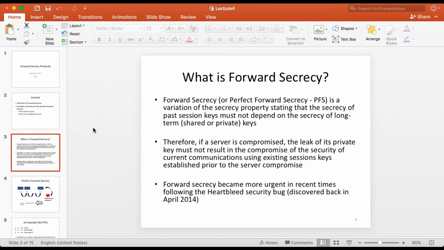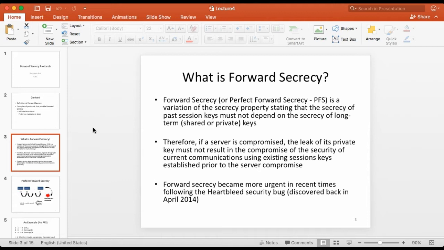That will mean essentially that the server upholds forward secrecy. So going forward, any leaks that could happen, any accidents that could happen to the server, will not impact the past communications.